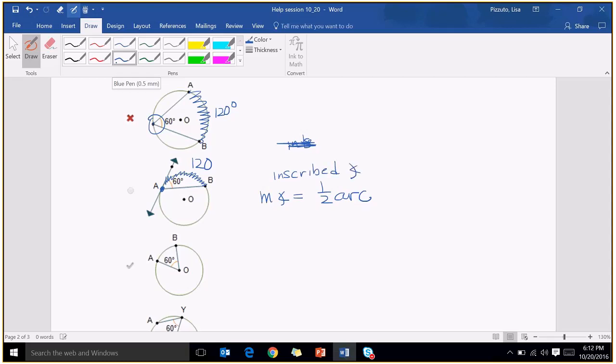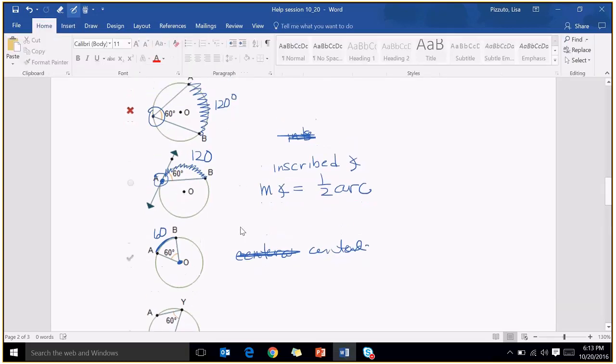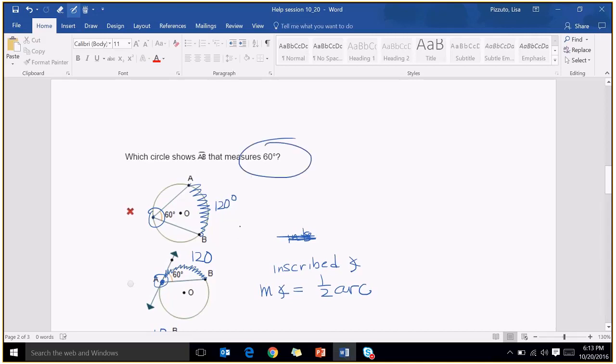Okay, so the placement of it's on the circle. Now for the next one, notice that the vertex is on the center. This is what we call a central angle. Central angle, so what's the relationship between this angle and the arc? Is it equal to the... Right. It's equal, so it's also 60, and that's what they were asking you to find. The one that equaled 60. Okay.